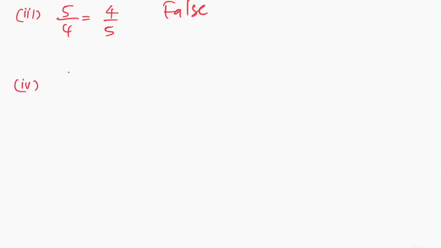So, coming to the fourth question. 7 by 9 equal to 1 by 7. So, let me take what is 1 by 7 and check. 1 by 7 is 1 into 7 plus 1, which is 8 by 7. So, again it is false.